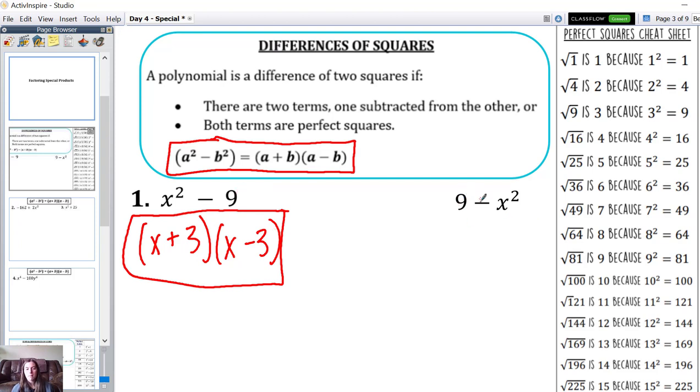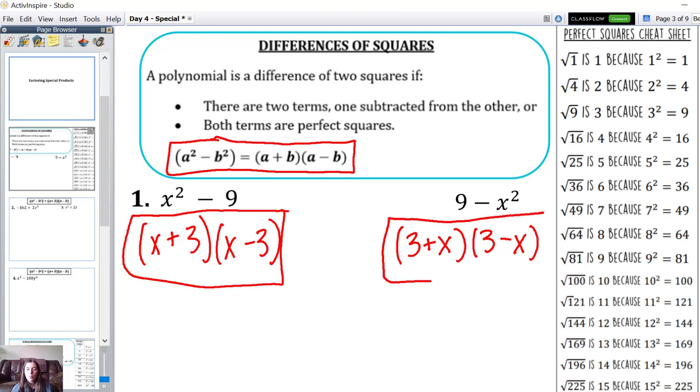In this one, I have 9 minus x squared. The roles are reversed here. So again, I'm taking the square root of each number and I'm keeping it in order because I need that subtraction sign to be in the middle of my two monomials. The square root of 9 is 3, the square root of x squared is x. So here my factors are 3 plus x and 3 minus x. As usual, it doesn't matter which order you put your factors in. You could have said x minus 3 and x plus 3 and it doesn't make a difference.